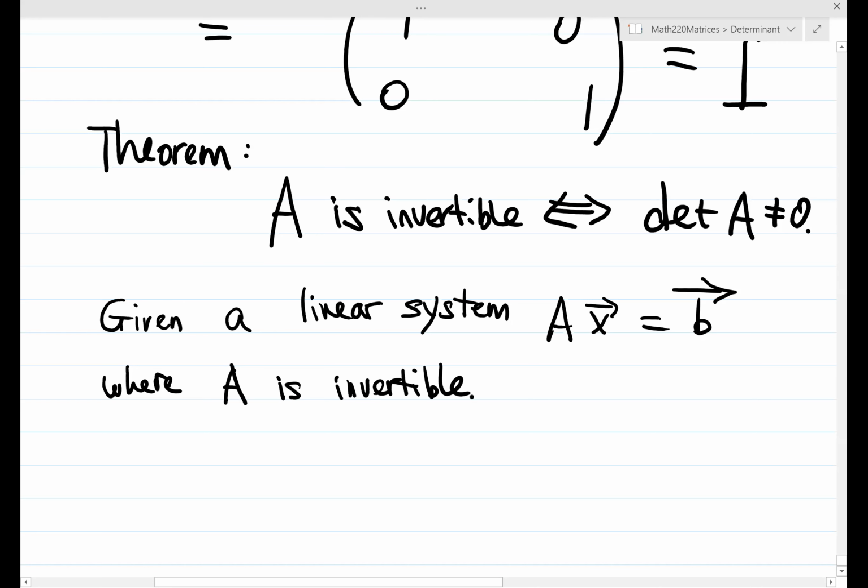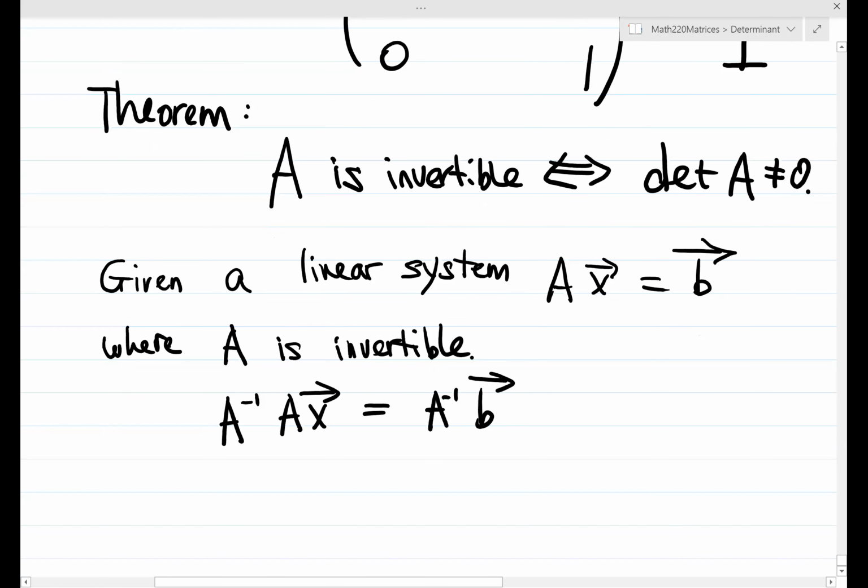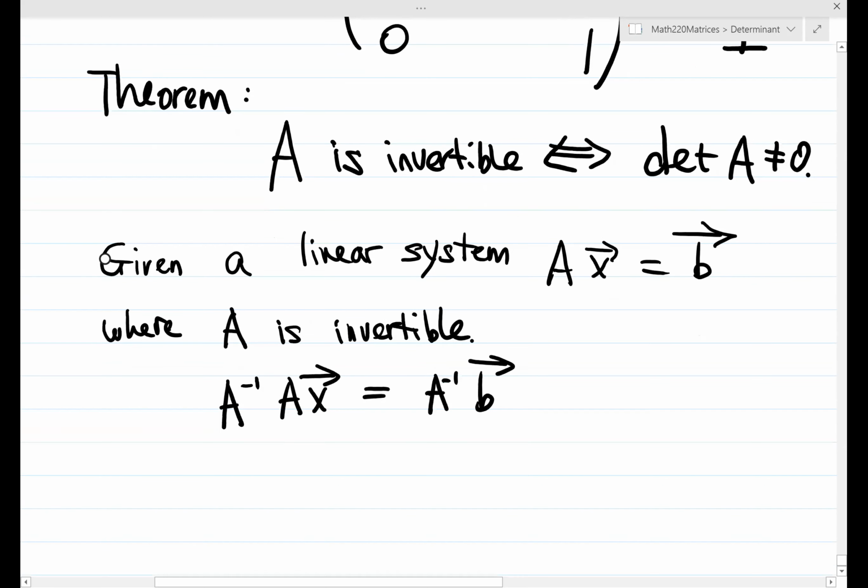Then we have A inverse. Then we can multiply by A inverse. If we do A inverse times AX, then we get A inverse times B. A inverse times A gives us the identity. Identity times X gives us X. So X is A inverse times B.